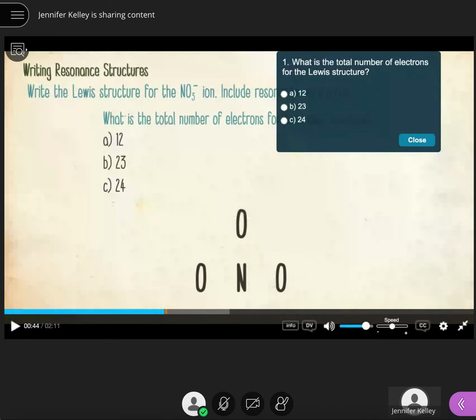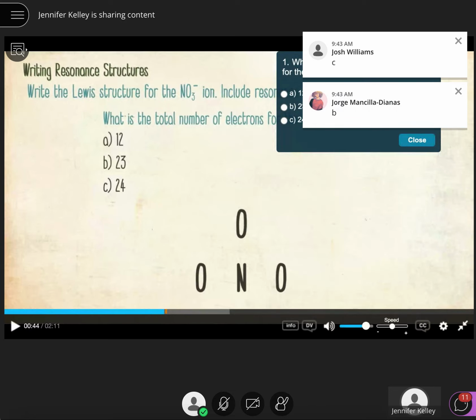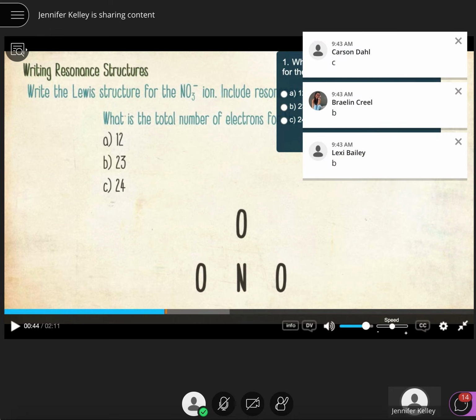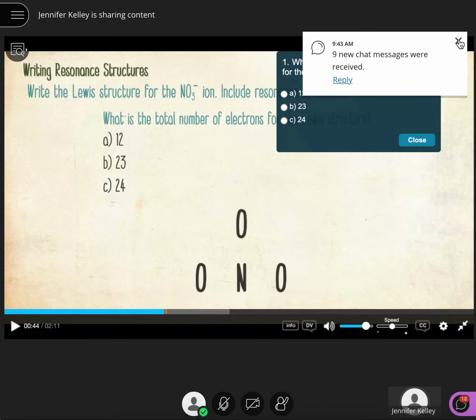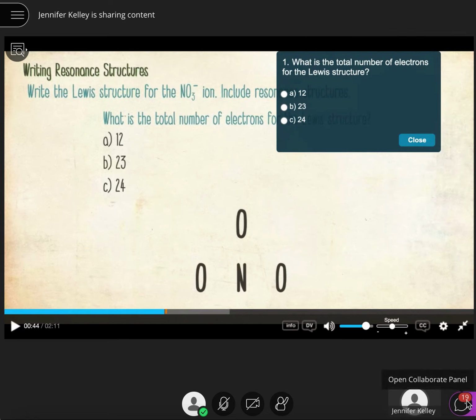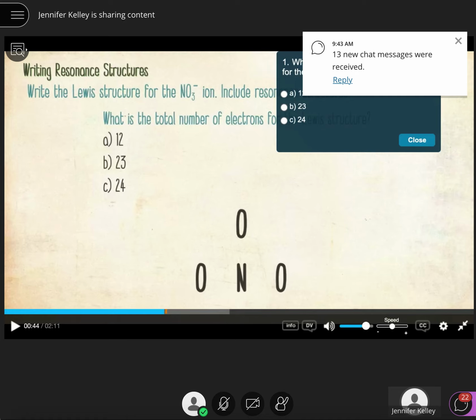So this one, nitrogen's in group 5, so it has 5 valence electrons. And oxygen's in group 6A, so it has 6. So it's 6 times 3 is 18 plus 5. So, all right, so you guys, looks like almost a split between B and C. So we'll go with B.